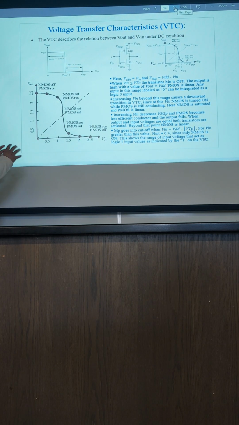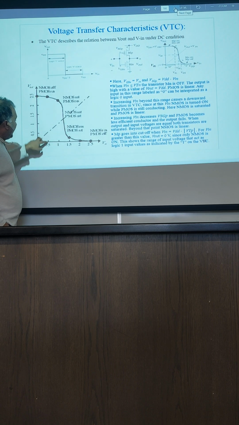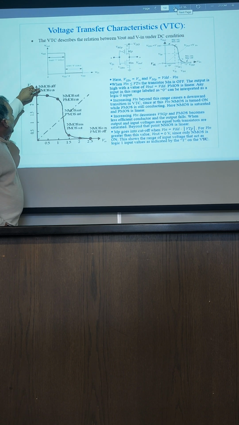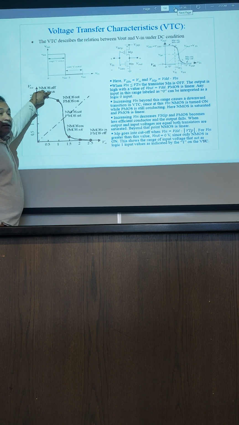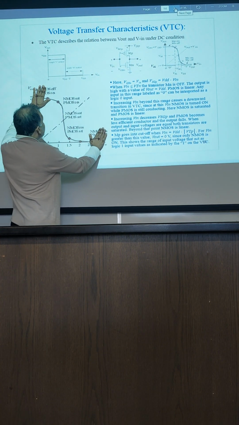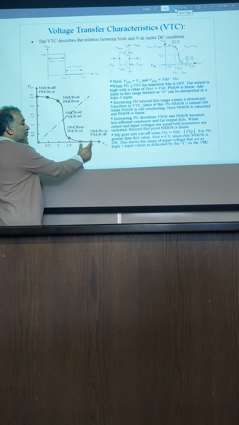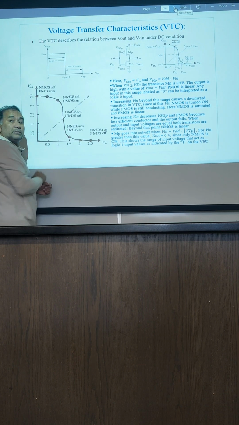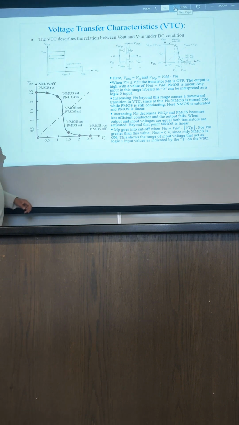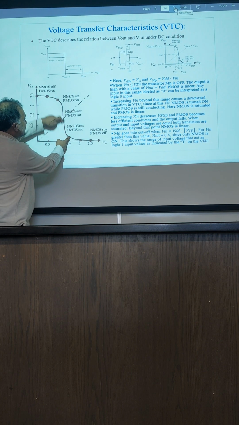So we have five important points in this voltage transfer characteristics. Here, for very low input, NMOS is off, PMOS is on in the linear region. One of them is on. Here, NMOS is linear, PMOS is off, when the input reaches the final value, very close to VDD. In between these three points, both transistors are on.